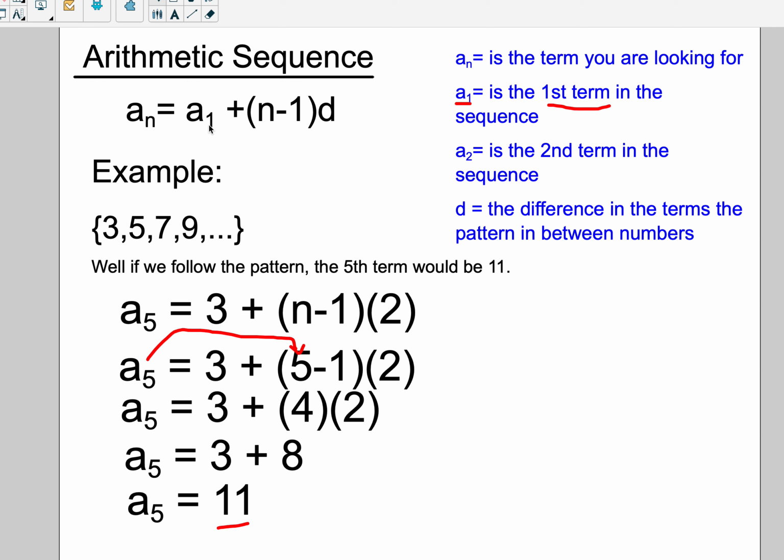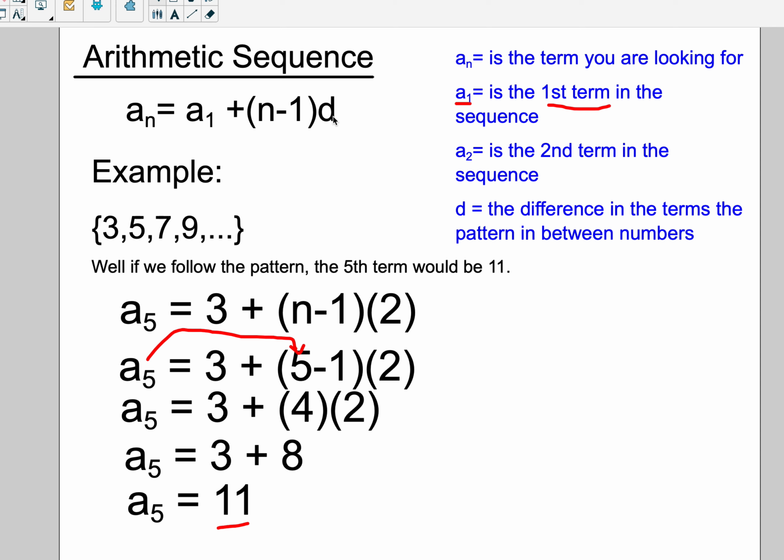So if I said a sub 1, that would be my first number in the sequence. A sub 2, that would be the second number in the sequence. So a1 would be the first term in the sequence. N is just the number they're looking for, the nth term, minus 1, and then D is the difference in the terms.